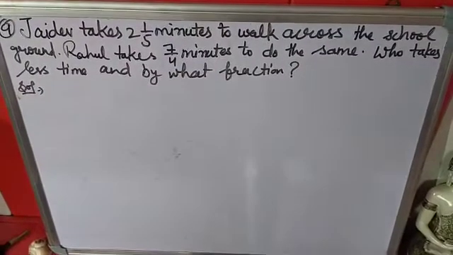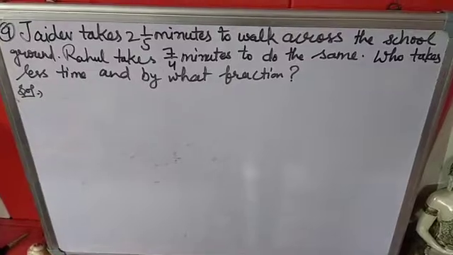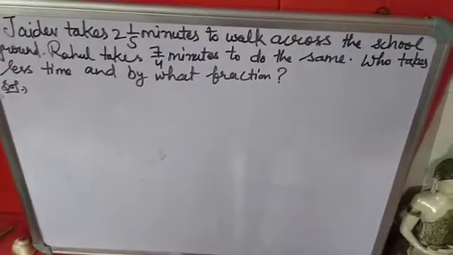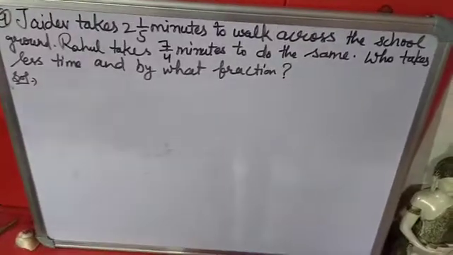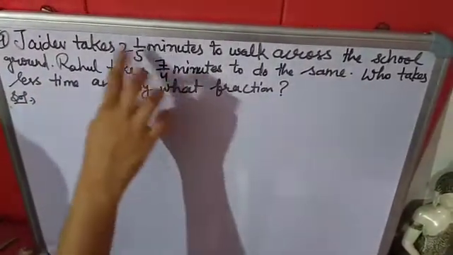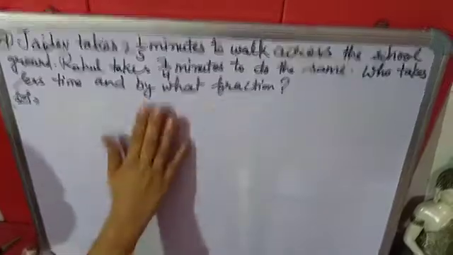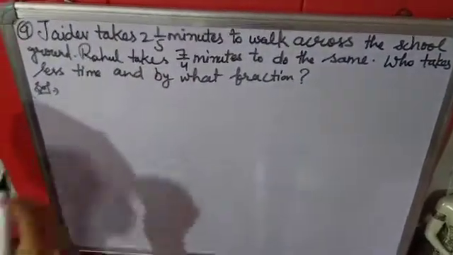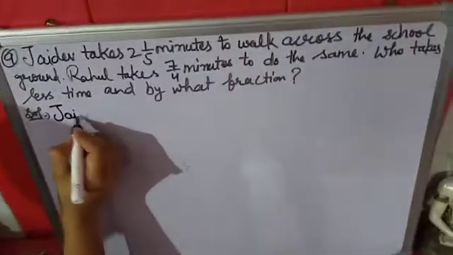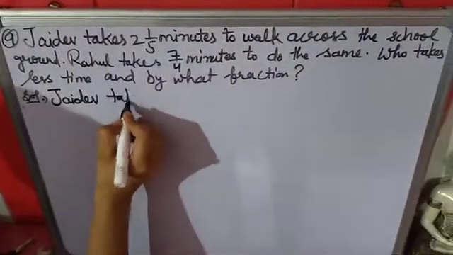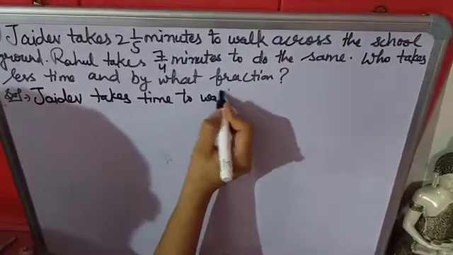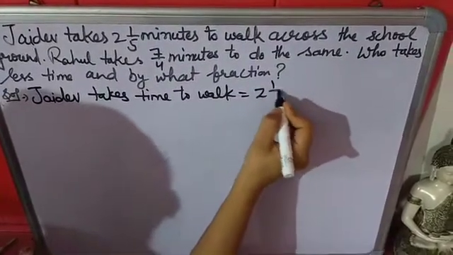Ninth question. Jaidev takes 1 1/5 minutes to walk across the school ground. Rahul takes 7/4 minutes to do the same. Who takes less time? Again you have to do comparison. And by what fraction? Again he is asking by what fraction, then you will subtract these fractions. So first of all you will write here Jaidev takes time to walk 1 1/5.